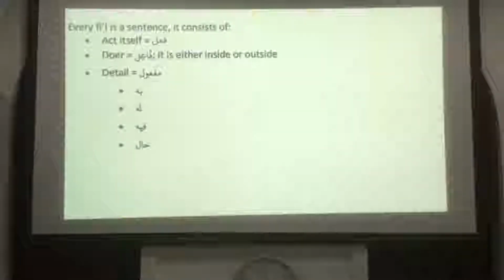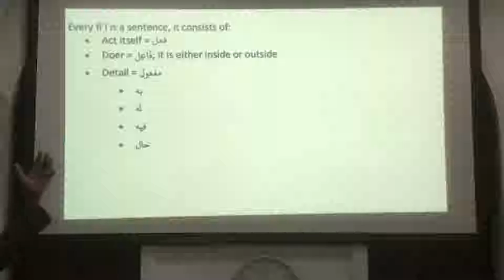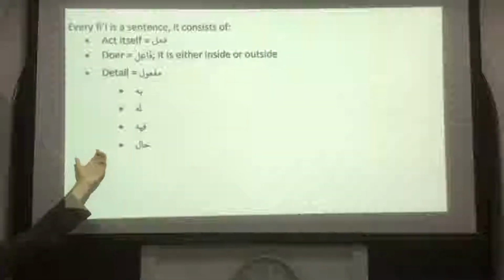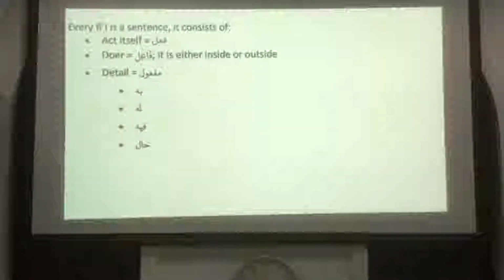So, I prayed Fajr. What did I pray? Fajr. That is the detail. So what type of detail will it be? By the time you tell me I prayed Fajr, is it a maful bihi, maful lahu, maful fihi, or maful hal? What is the question you have to ask to get the answer Fajr? What did you pray? Fajr. Most of them are, I think, maful bihi. It depends; you will see a lot of examples, even a lot of maful hal also.